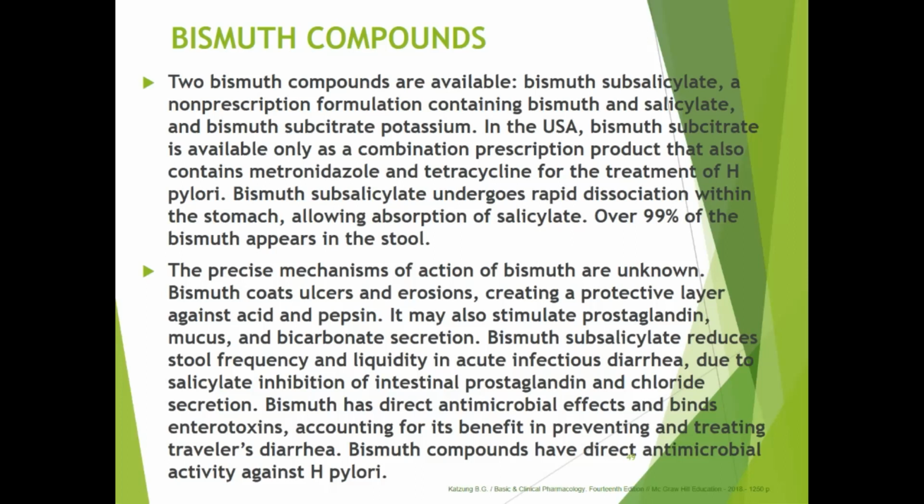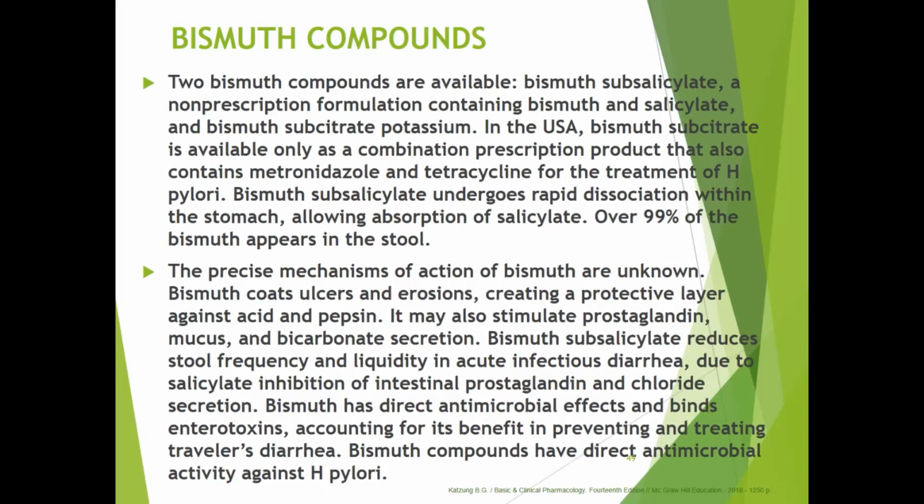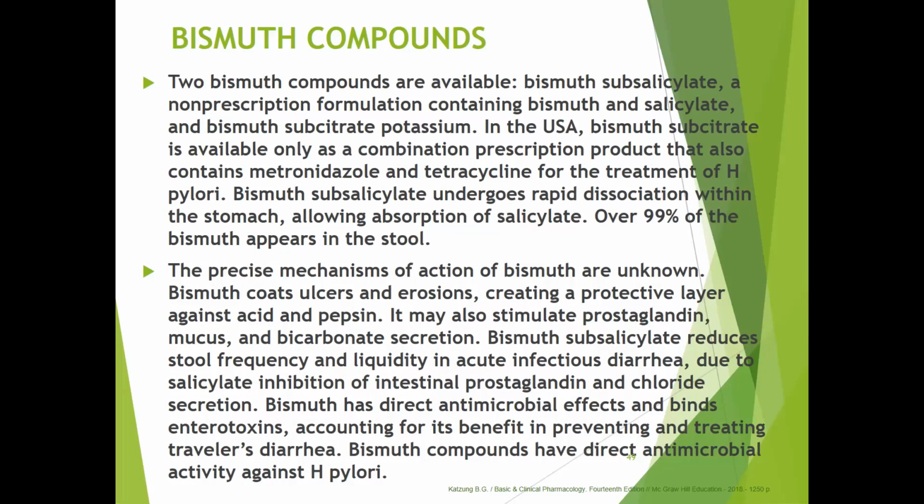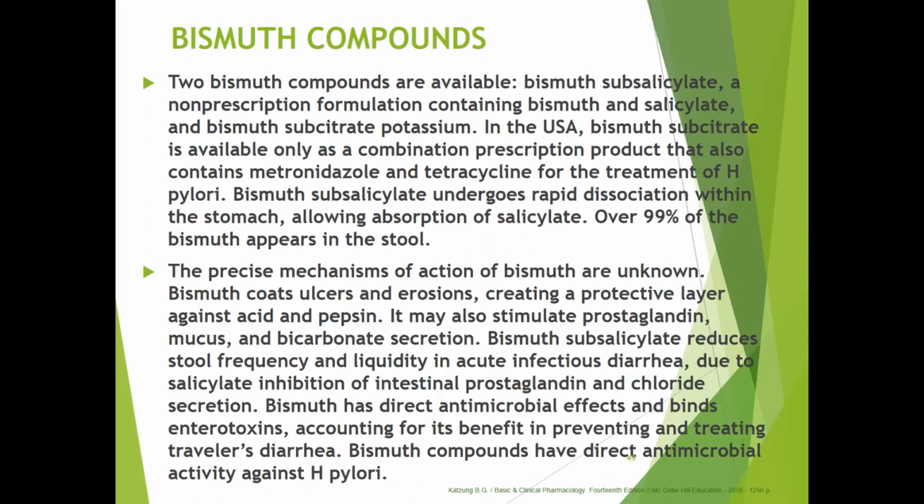Bismuth compounds. Two bismuth compounds are available: bismuth subsalicylate, in non-prescription formulations containing bismuth and salicylate, and bismuth subcitrate potassium. In the US, bismuth subcitrate is available only as a combination prescription product that also contains metronidazole and tetracycline for the treatment of Helicobacter pylori. Bismuth salicylate undergoes rapid dissociation in the stomach, with low absorption of the salicylate. Over 99% of bismuth appears in the stool.